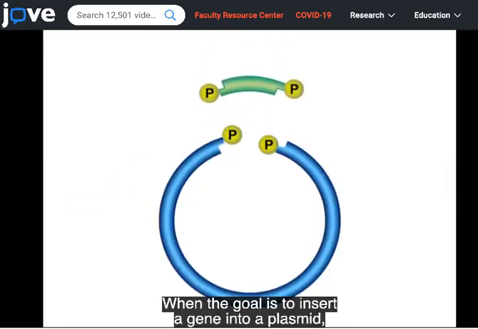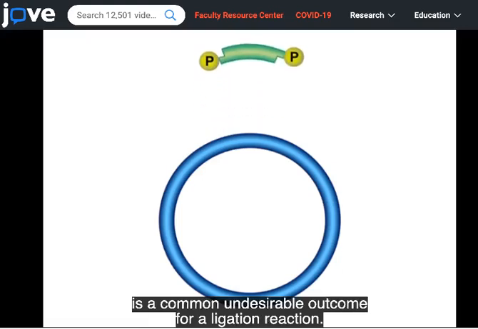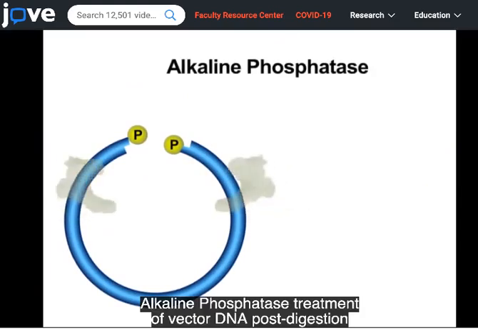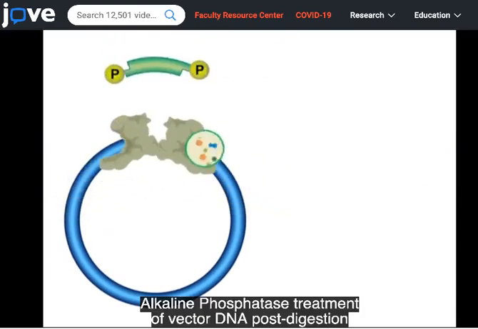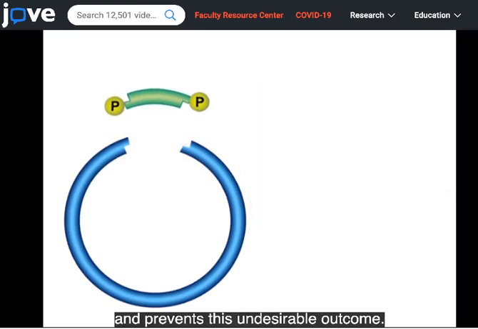When the goal is to insert a gene into a plasmid, resealing of vector DNA, called self-ligation, is a common undesirable outcome for a ligation reaction. Alkaline phosphatase treatment of vector DNA post-digestion removes 5' phosphates on both ends and prevents this undesirable outcome.